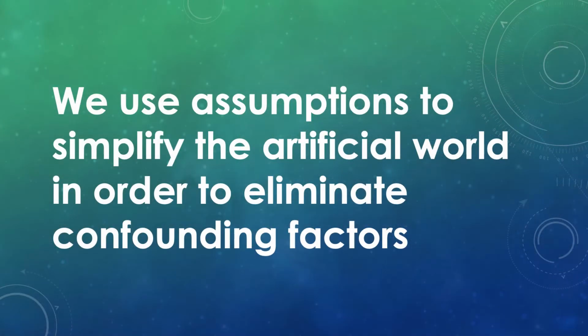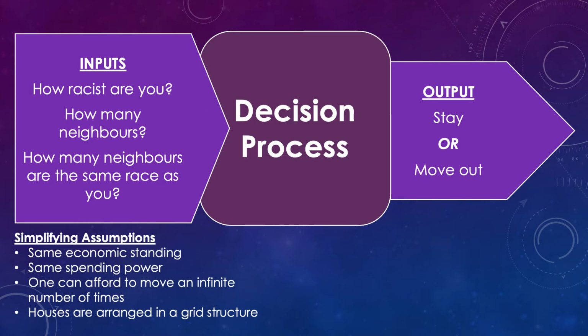One good thing about agent-based models is that we can create an artificial society so simple and different from the real world that we can eliminate a lot of our confounding factors. So what are the confounders that we can eliminate? In the first place, we can eliminate economic differences, right? So let's assume that everyone is of the same economic standing, everyone has the same spending power.